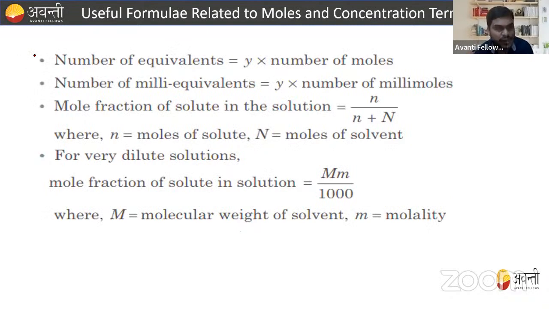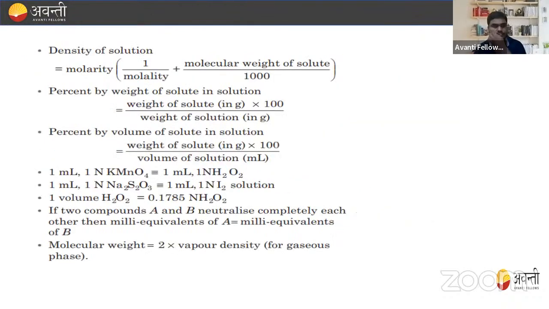Right. Now, the number of equivalents is equal to n factor into number of moles, and the number of milliequivalents is equal to n factor into number of millimoles. Similarly, mole fraction of the solute we already know as n upon N plus n. So we can calculate the mole fraction of the solute. For a very dilute solution, the mole fraction of the solute becomes M into m, where M is the molecular weight and small m is the molality divided by 1000.